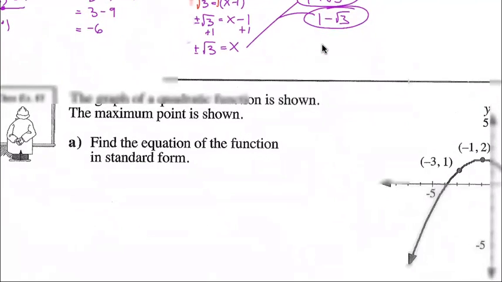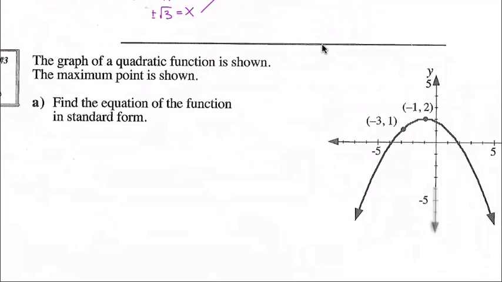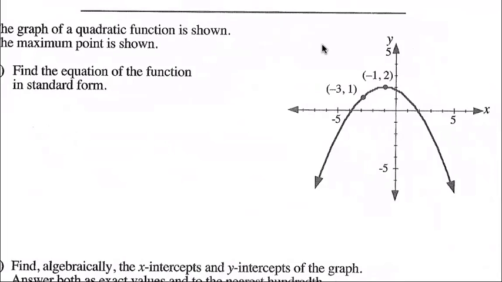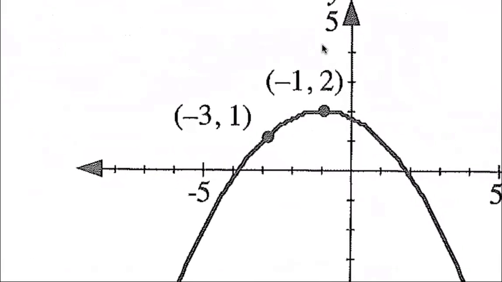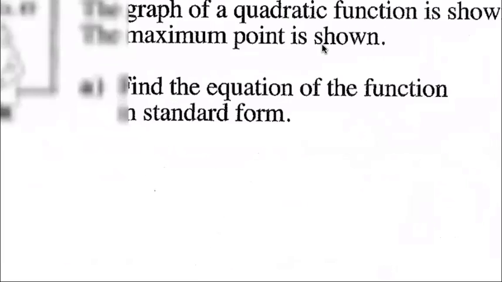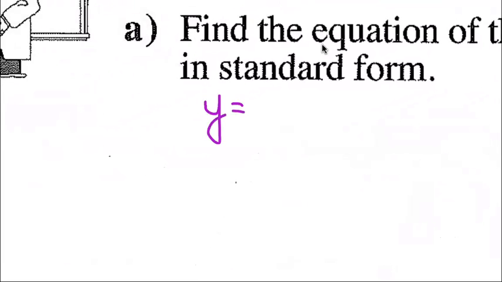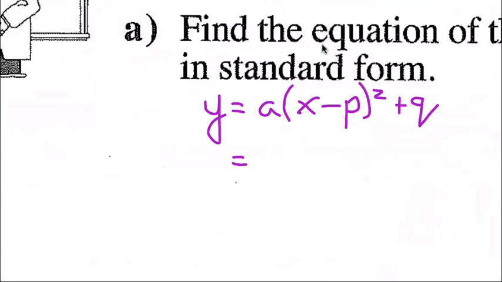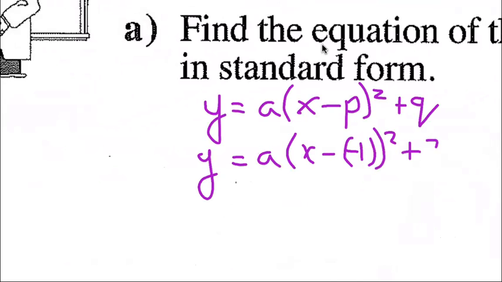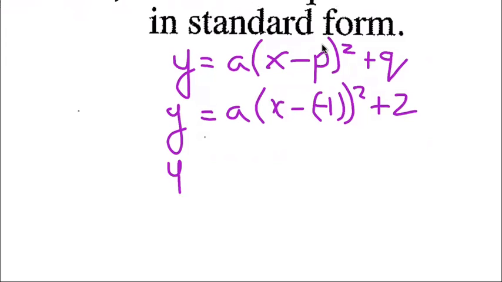Example number 3. The graph of the quadratic function is shown. The maximum point is shown. Find the equation of the function in standard form. Well, look at that. We have our vertex. We have a point. So just like before, we take our standard form equation. y is equal to a bracket x minus p squared plus q. We're going to substitute in our p and q. a bracket x, what is it, negative 1 minus 1 squared plus 2. y is equal to a bracket x plus 1 squared plus 2.